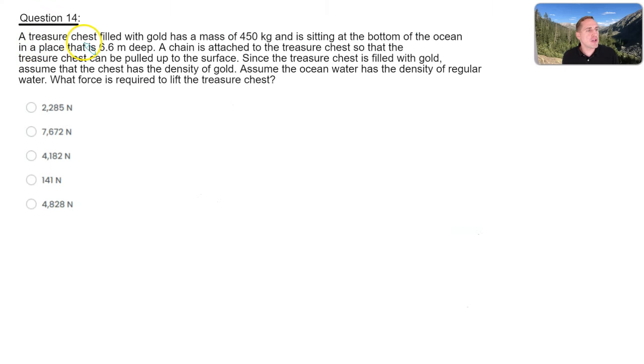It says a treasure chest filled with gold has a mass of 450 kilograms and is sitting at the bottom of the ocean in a place that is 6.6 meters deep. A chain is attached to the treasure chest. The treasure chest can be pulled up to the surface. Since the treasure chest is filled with gold, assume that the chest has the density of gold. Assume the ocean water has the density of regular ocean water. What force is required to lift the treasure chest?